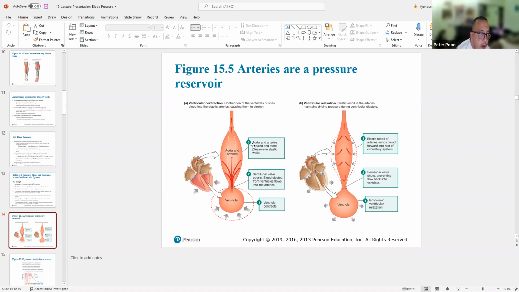So this is the pressure reservoir. When the ventricle contracts, the arteries expand to absorb some of the pressure so it doesn't explode, right? It absorbs some of the pressure and pushes it through slowly, so the pressure is less. Think about what happens when your arteries clog and harden. That increases the pressure on the system.